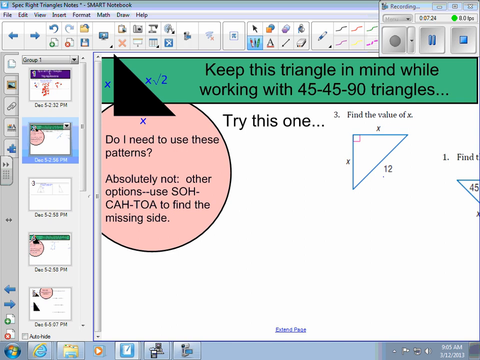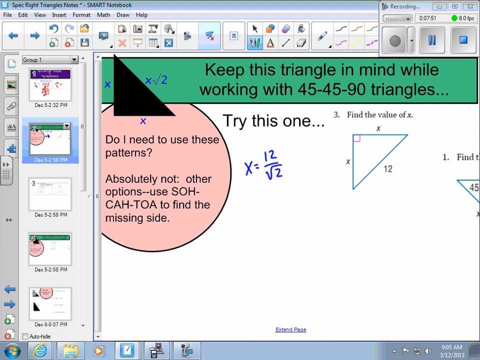Well, we know this hypotenuse of 12 is longer than the legs. So if it's longer, we don't want to multiply by square root of 2. That gives us something bigger. We want to divide by square root of 2. So if we take 12 and divide by square root of 2, that's going to be the length of these legs. So on this particular problem, x is going to equal 12 divided by square root of 2.